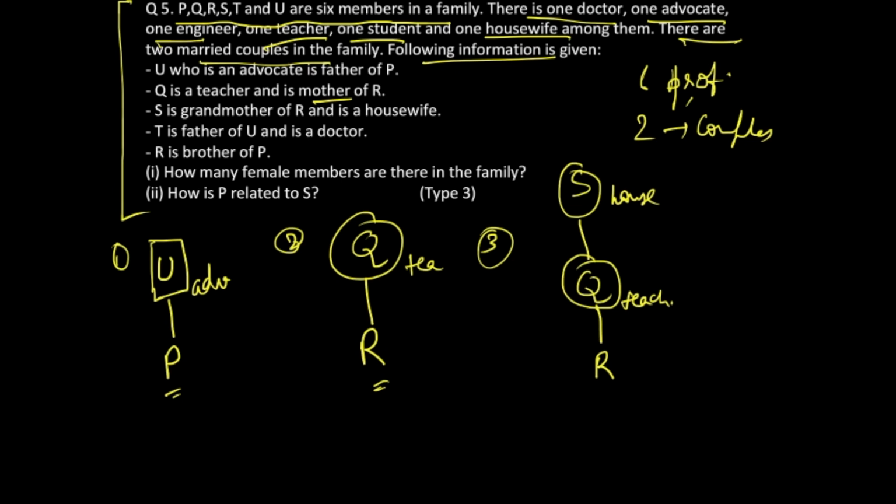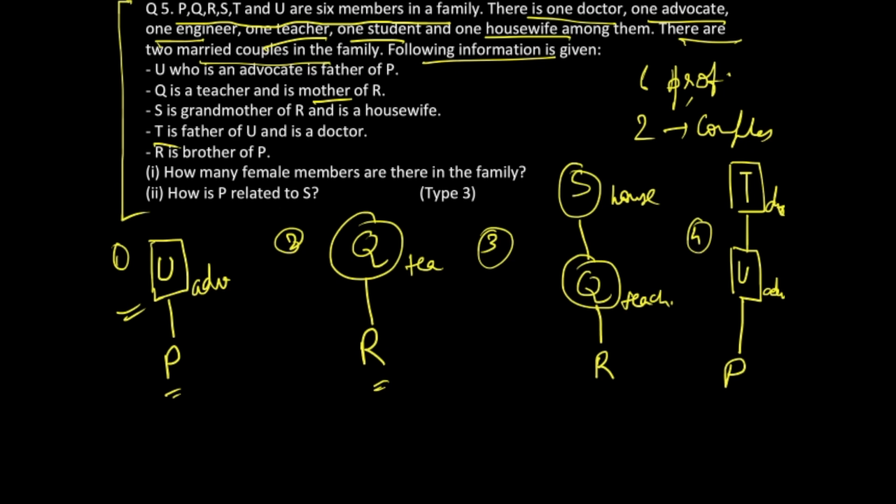Now let's have a look at another step. In the fourth step, it is saying that T is father of U and is a doctor. So you can write the fourth step by making an addendum to the first step that T is father of U. Since he is a father, he is a male member. Father of U, we also know that U is a male member and is a doctor. So he is a doctor. We also know that U is an advocate and U is father of P. So now your fourth step is also done.